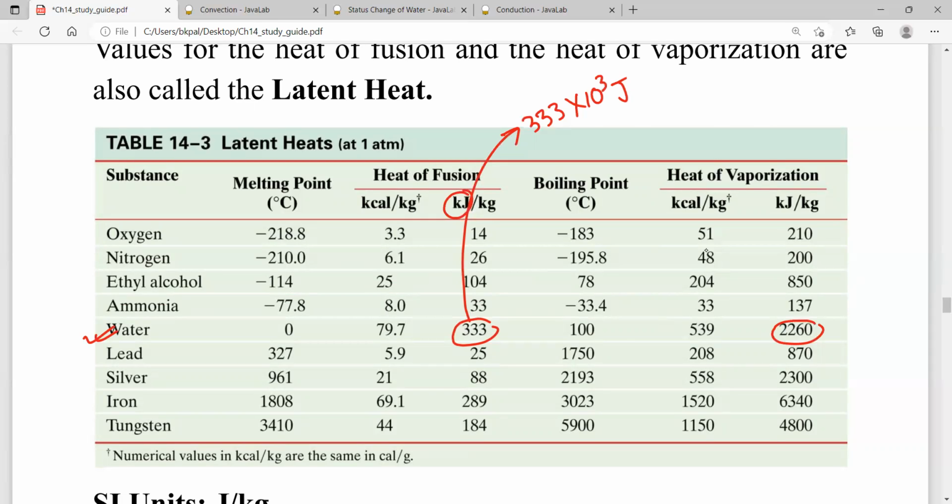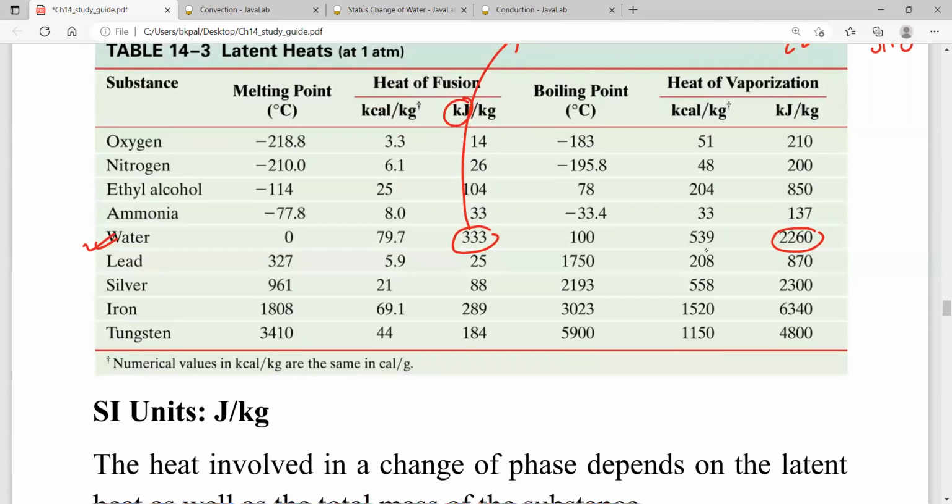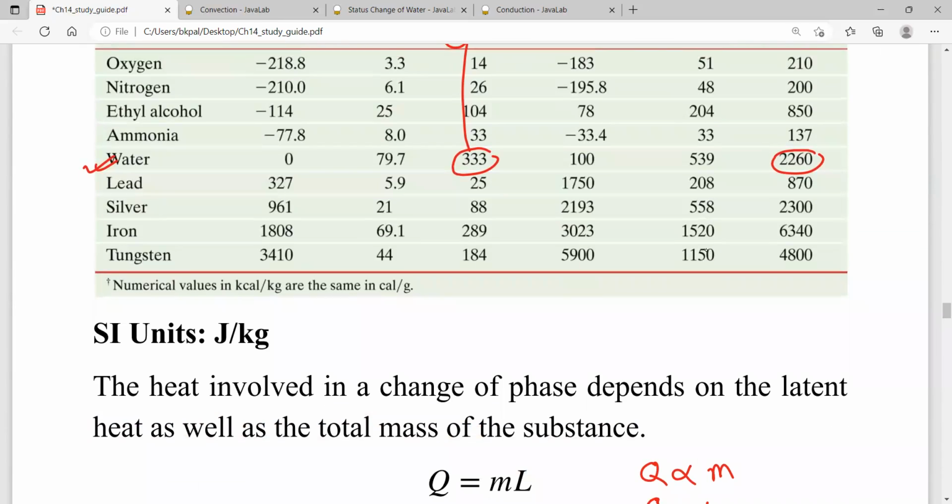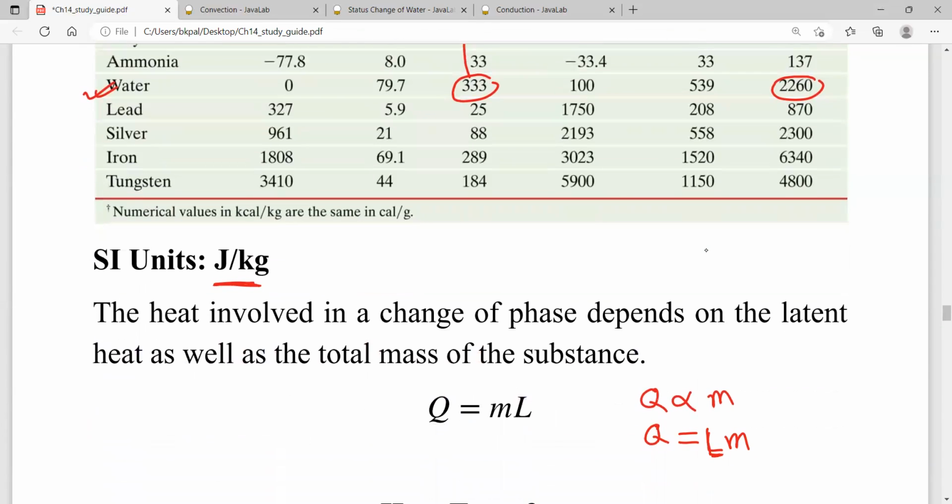Joule per kilogram. And for this one it will be 2260 times 10 to the power 3 joule per kilogram. Many students make a mistake here. They just plug in 333, but 333 kilojoule means 333 times 10 to the power 3. So remember that. The standard international unit is joule per kilogram. You can see it from this equation.